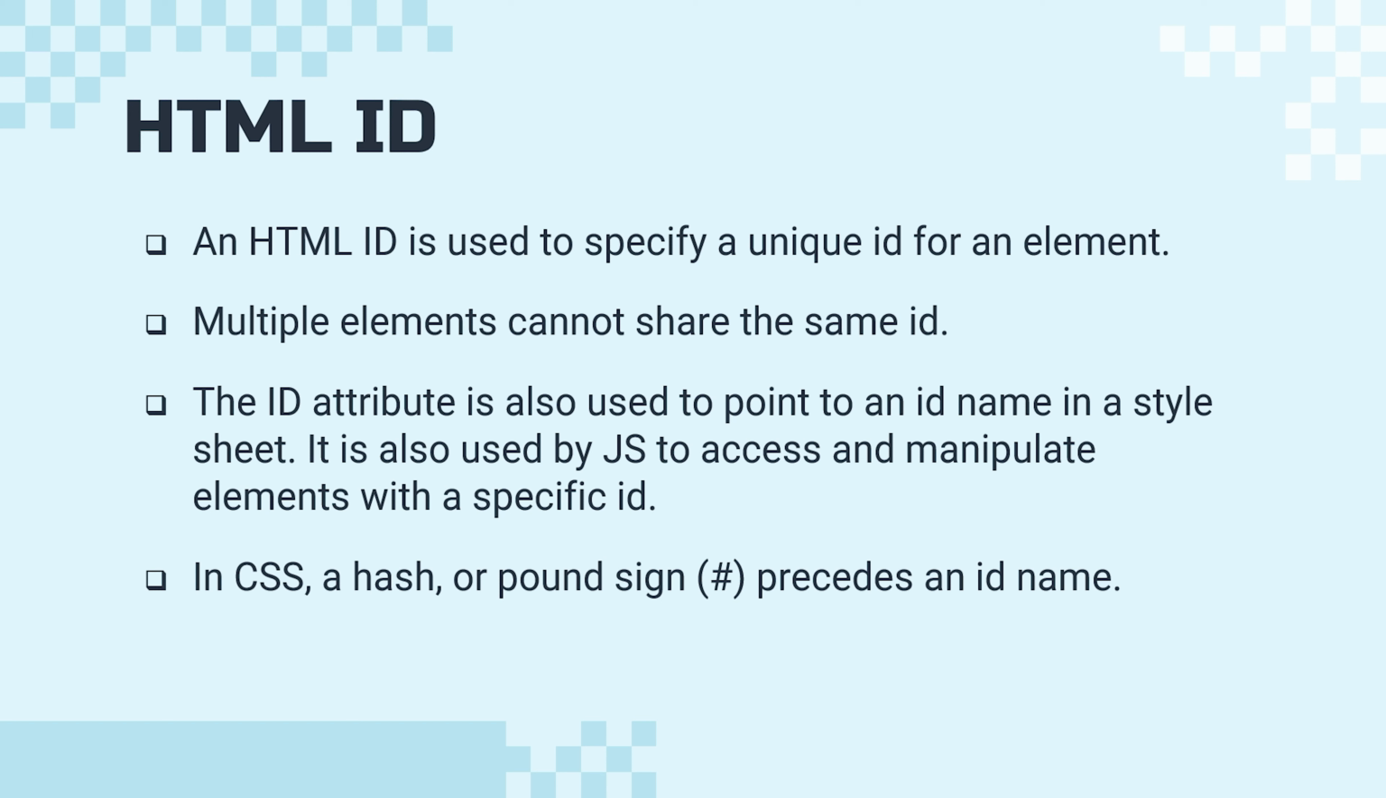The ID attribute is also used to point out an ID name in a style sheet. So when it comes to CSS, you can use the ID to target a specific element. It is also used by JavaScript to access and manipulate elements with a specific ID. So with JavaScript as well, you're able to access elements through their IDs. In CSS, a hash or a pound sign precedes an ID name. So just as a period was for the class in CSS, a hash symbol or a pound sign is used for IDs. Now we're going to practice what we've learned in Visual Studio Code.